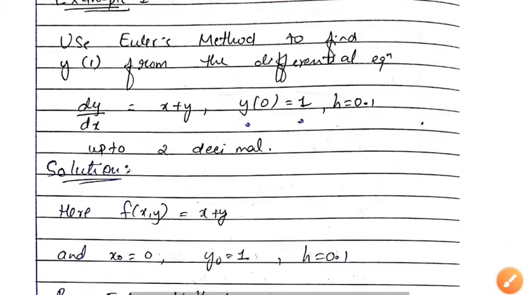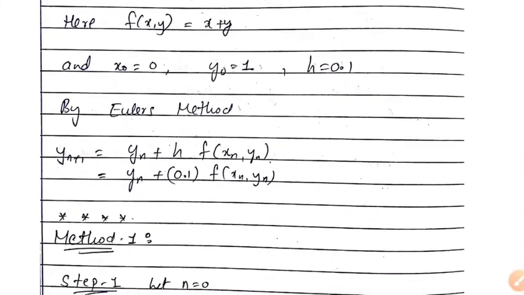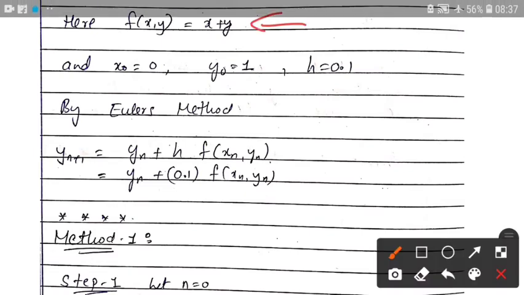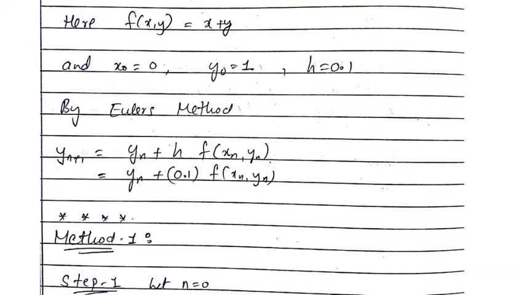So first, here I have written f of x, y. You are given f of x, y as x plus y, right? Your x0 given to you is 0, y0 is 1 and h is 0.1. All these values are given to you. Here I am writing the formula, Euler's formula, y(n+1) equal to yn plus h f of xn, yn. Here I am putting the value of h, that is 0.1.